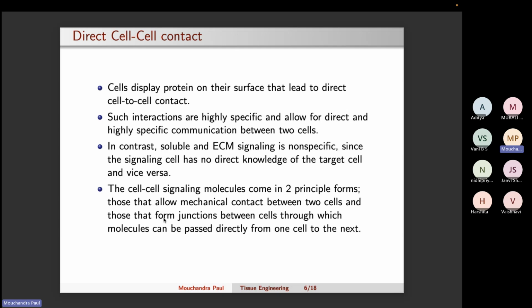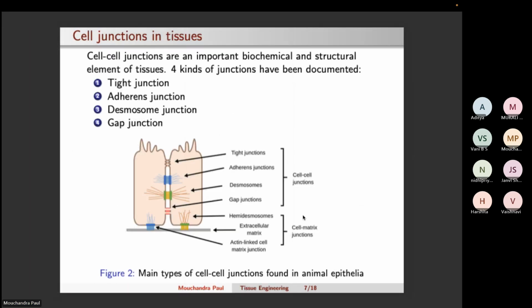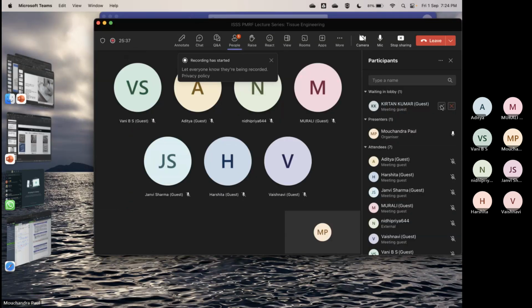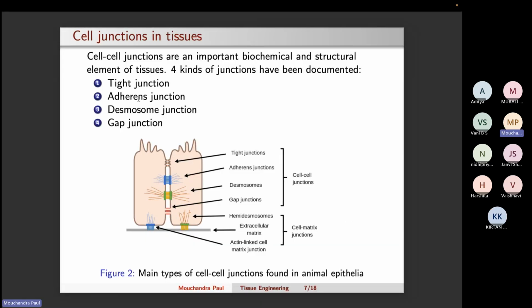So, as I was saying, there are two types of direct cell-cell contact. One is mechanical contact, another is a junction, which has a hollow passage through which the molecules can pass. So these are the two classes of connection between two cells.